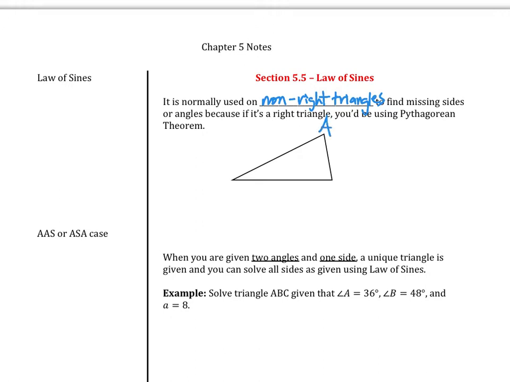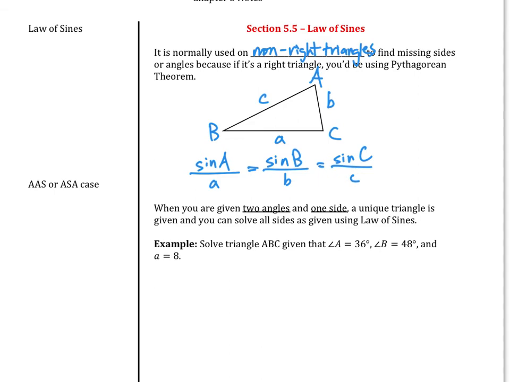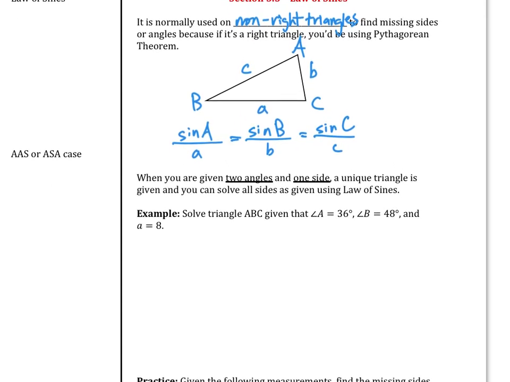So let's say this angle is A, this is B, and this is C. And we know that the sides are named across from the angle. So this is little a, this is little b, this is little c. So basically law of sines is saying the sine of the angle over its opposite side is the same proportion for the entire triangle. So sine A over a equals sine B over b, and that's also equal to sine C over c. We're only going to do the easy cases here in this section.